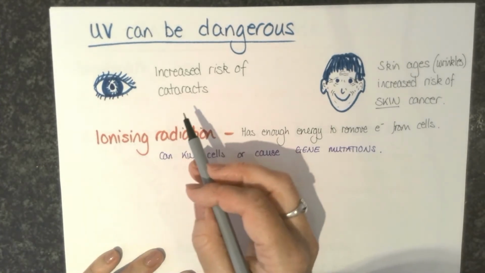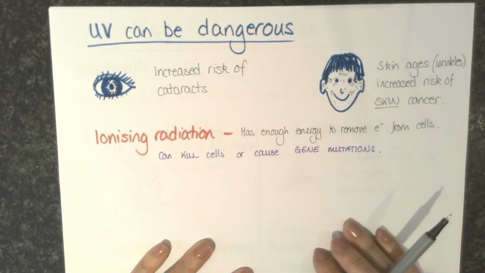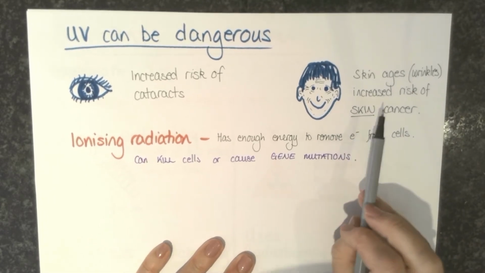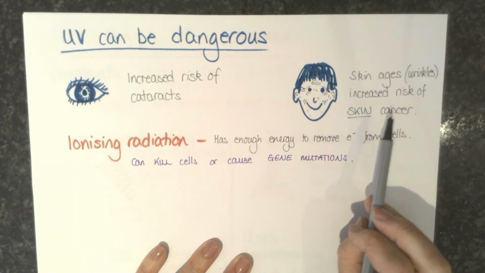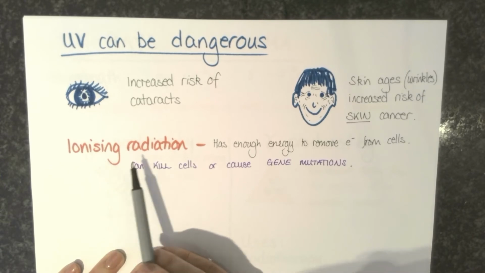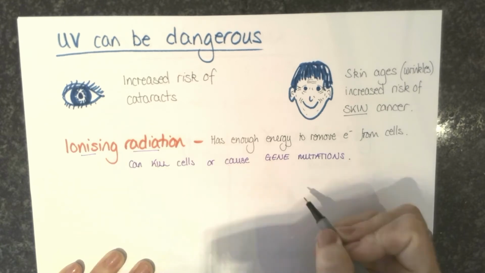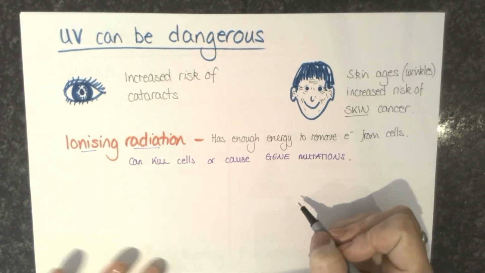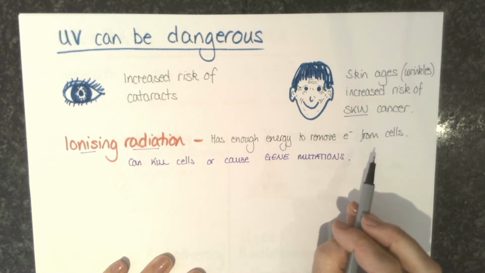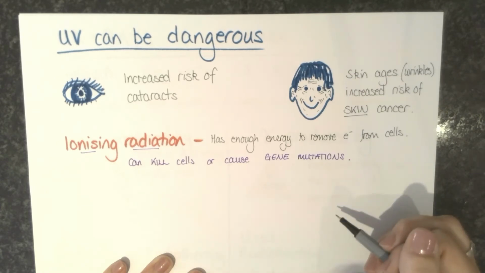So there's an increased risk of cataracts, and that's where you get the clouding of the lens and the cornea, which can ultimately lead to people not being able to see. And your skin ages, you wrinkle, and there's an increased risk of skin cancer. That is because ultraviolet is a type of ionizing radiation, and we're going to look at that with gamma and X-rays as well. They are all types of ionizing radiation, and what that means is it's got enough energy to remove an electron from the cells. So it can kill a cell, or it can cause gene mutations, so it can cause cancers.